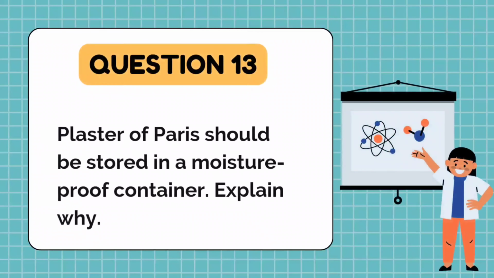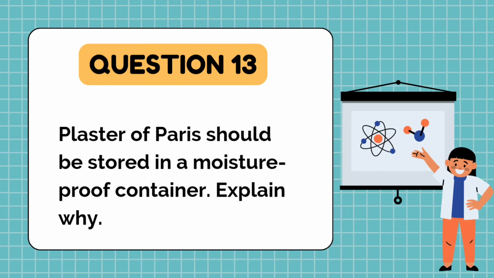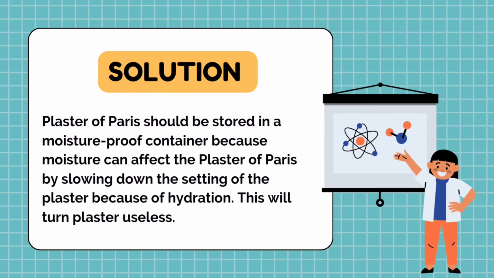Question 13. Plaster of Paris should be stored in a moisture-proof container. Explain why. Solution. Plaster of Paris should be stored in a moisture-proof container because moisture can affect the plaster of Paris by slowing down the setting of the plaster because of hydration. This will turn the plaster useless.